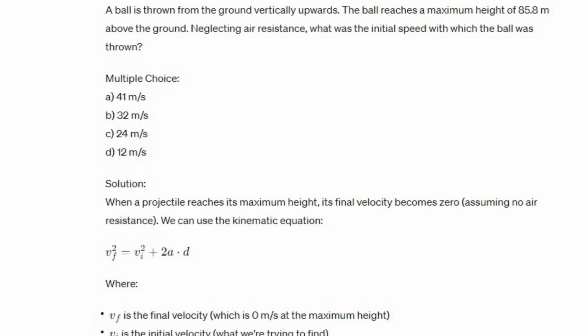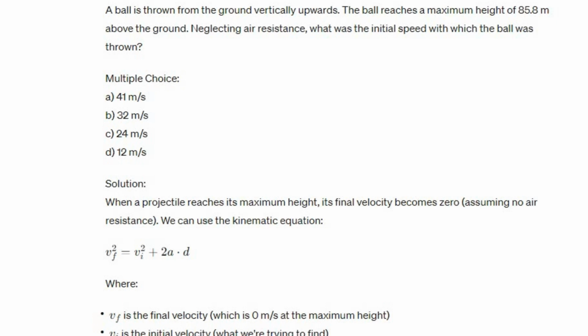Problem 6. A ball is thrown from the ground vertically upward. The ball reached maximum height of 85.8 meters above the ground, neglecting air resistance. What was the initial speed with which the ball was thrown? A 41 meters per second, B 32 meters per second, C 24 meters per second, D 12 meters per second.